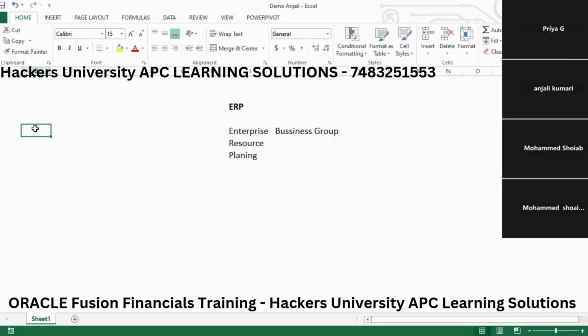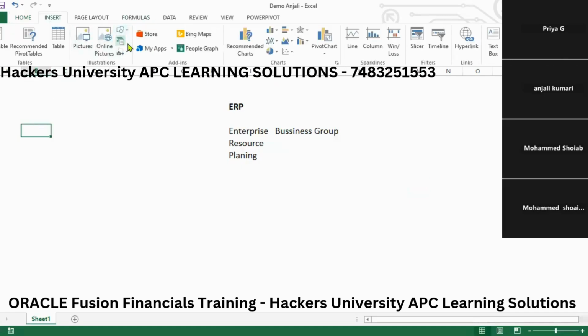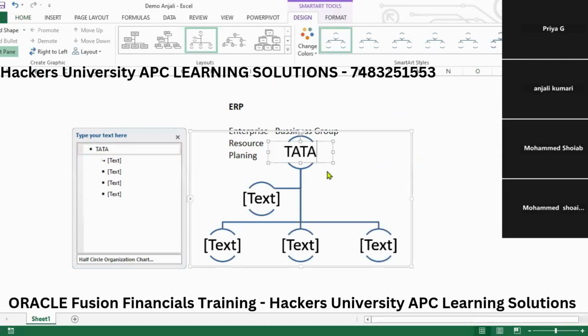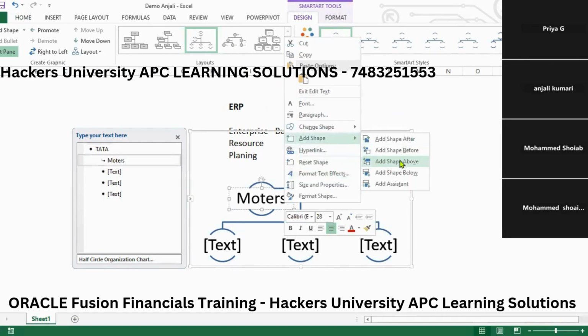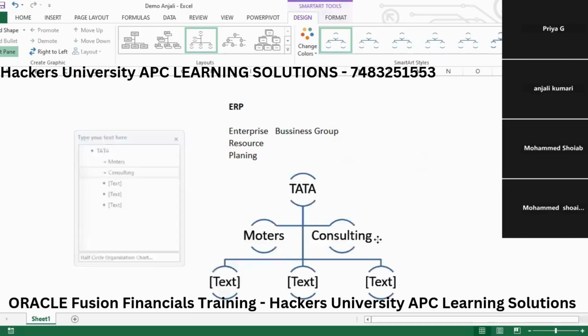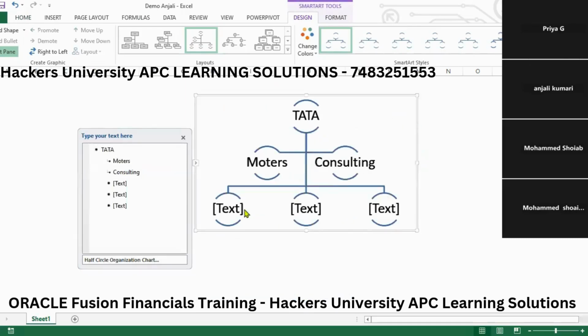Why? Because whatever we have discussed, let's call it an enterprise. Let's say Tata is an enterprise. Under Tata, you may have Tata Motors. It's an entity, right? And one more entity is, for example, Tata Steel, or consulting services. We have a lot of them, but just for understanding, I'm giving this basic idea.